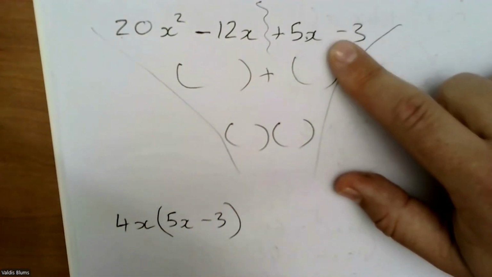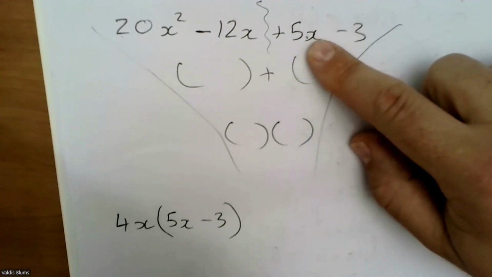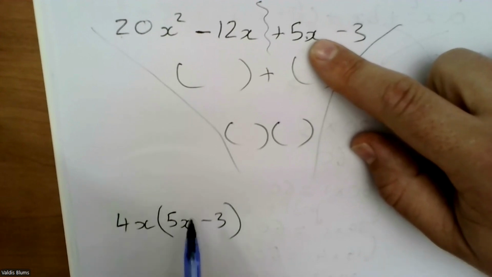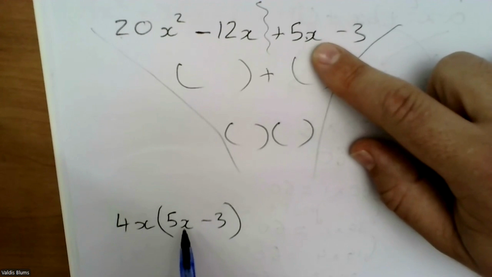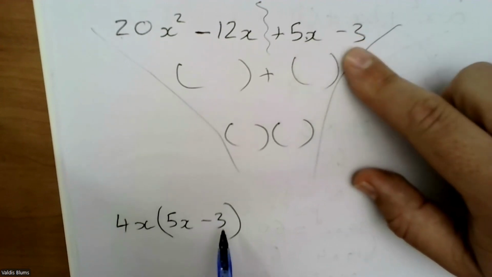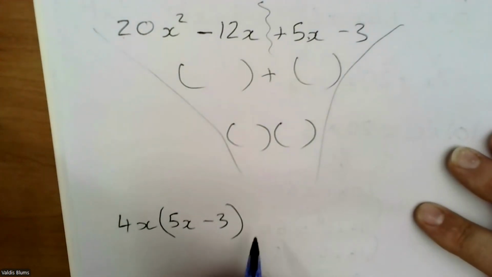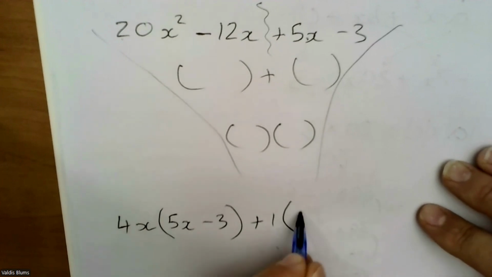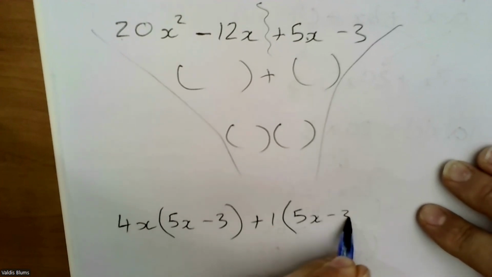Now, when we're pulling stuff out of the second two terms, we want it to be exactly the same as this bracketed stuff. So what will give us 5x minus 3? We don't actually have to pull anything out. We're going to get that anyway. So we're pulling out effectively a positive 1. We're left with 5x minus 3.